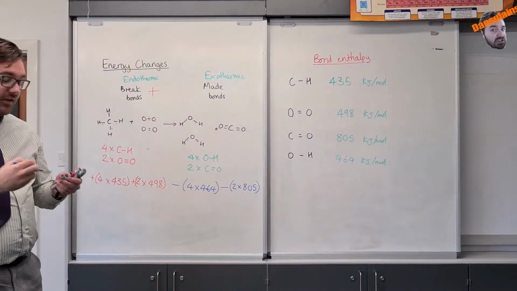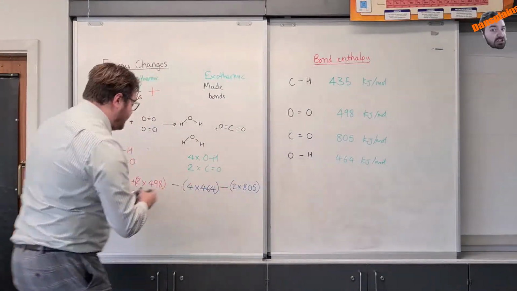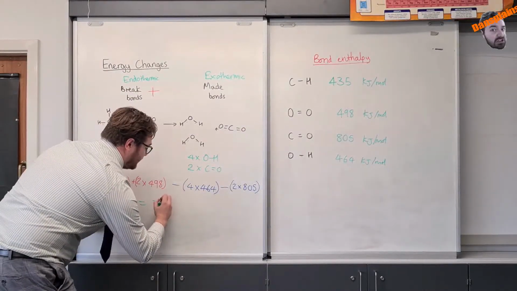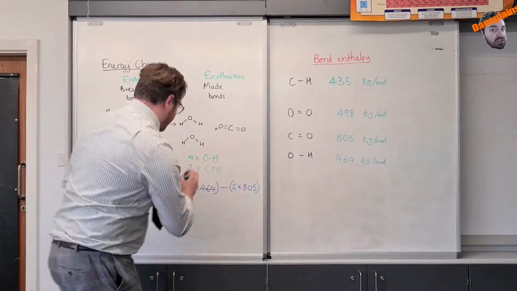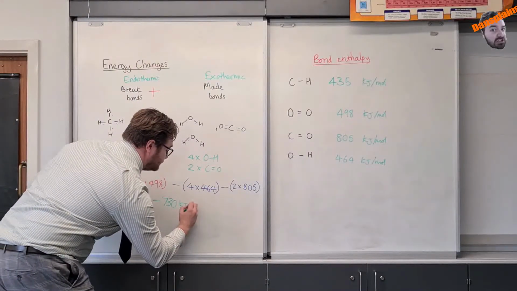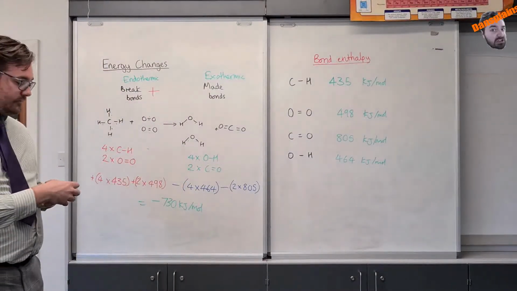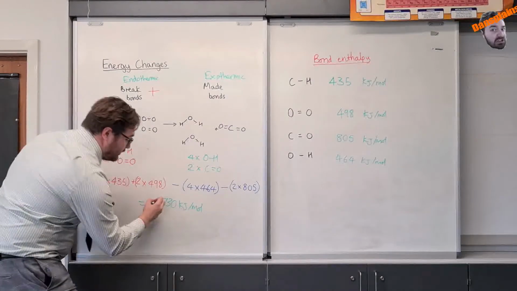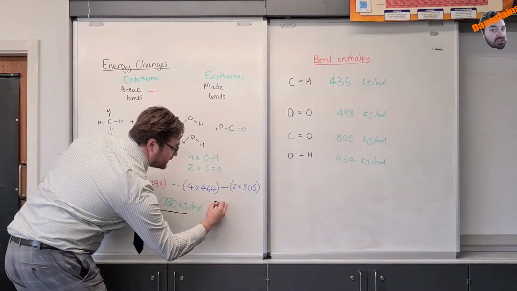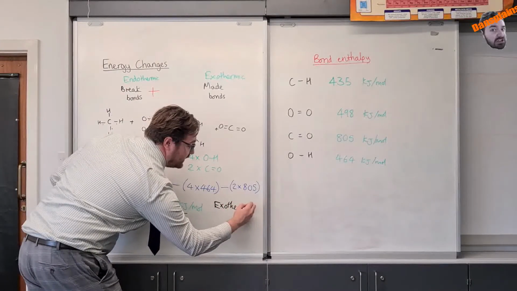Now if I put this into my calculator, it is going to give me a value of minus 730 kilojoules per mole. That means, because it's a minus, it is an exothermic reaction. If it was a positive, it would be endothermic.